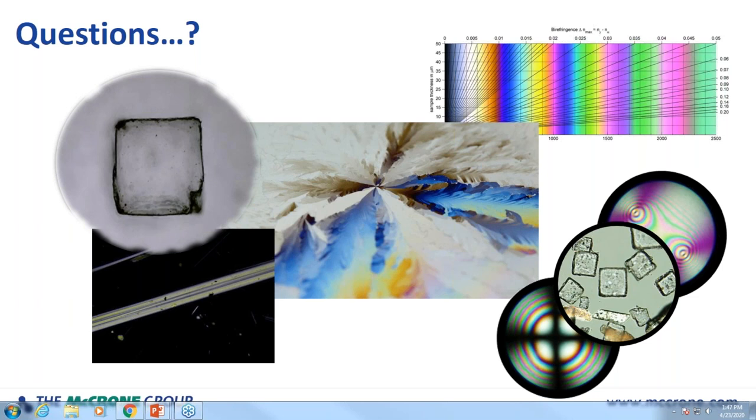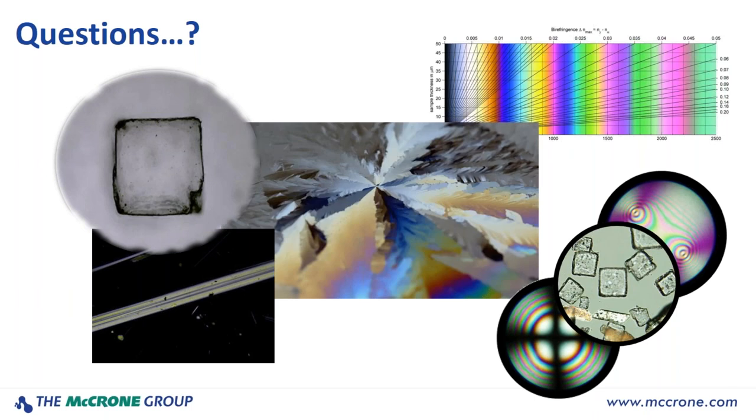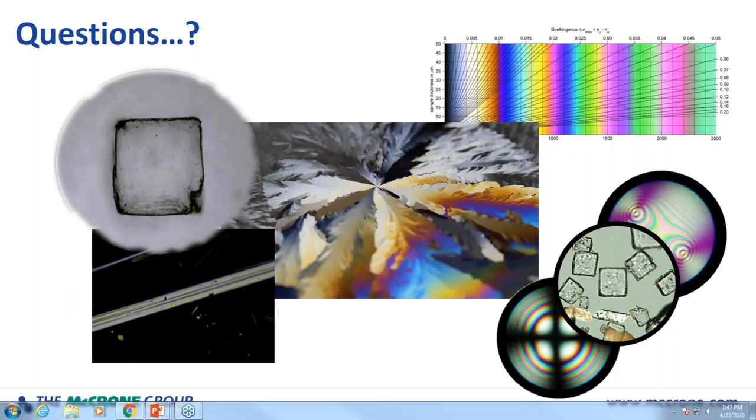What else do we have here, Tom? What is the right term for the extinction of a cellulose fiber? I'd probably have to look at the fiber, but I would say it's incomplete. Incomplete, yeah, for sure. Can PLM be used in identifying different starches? Yeah, they can be.